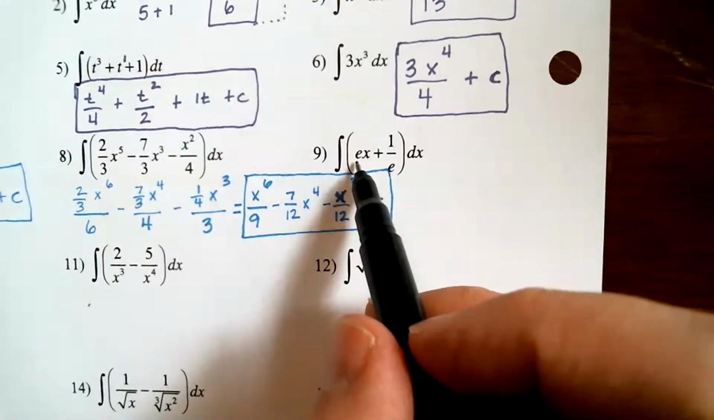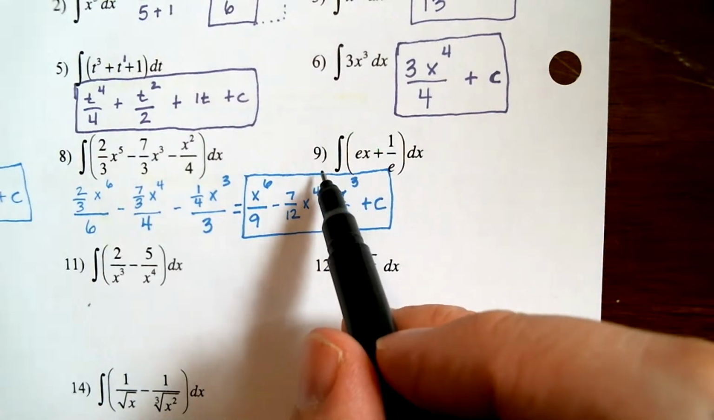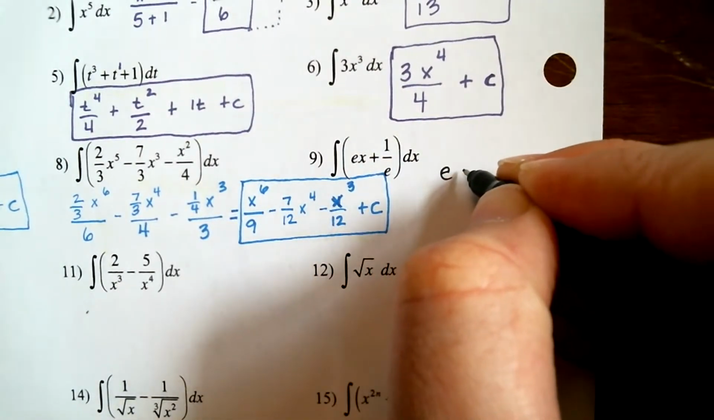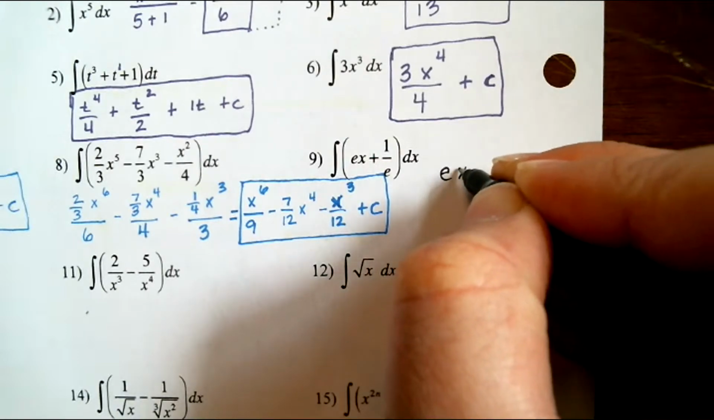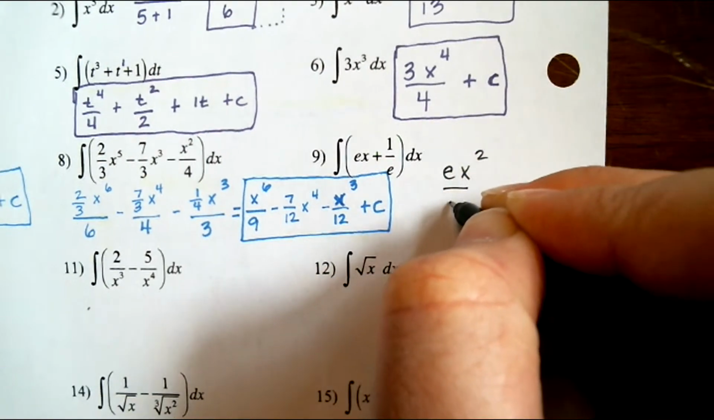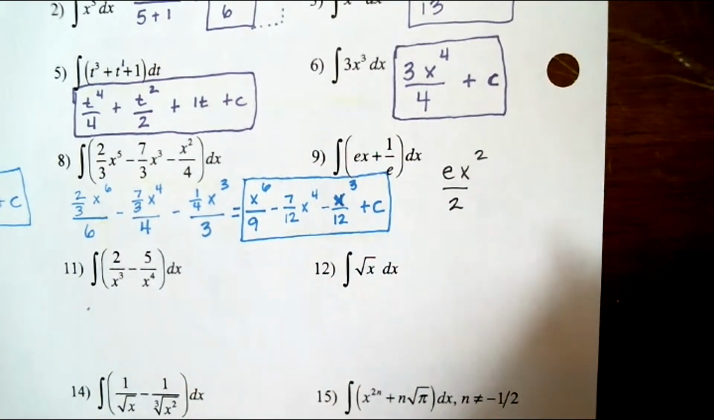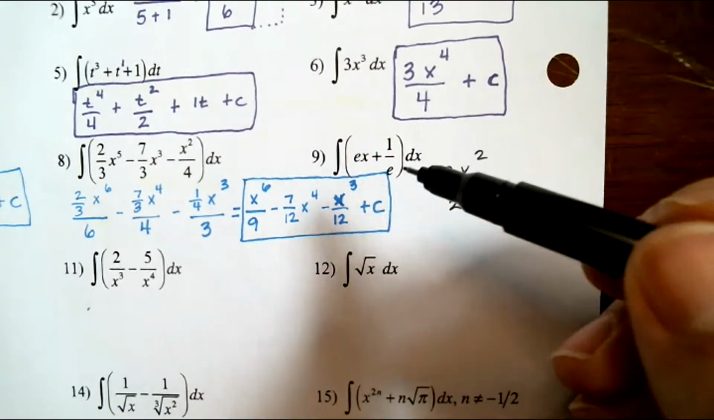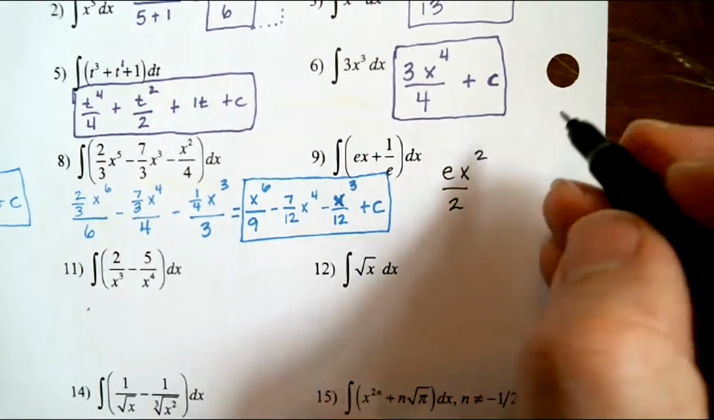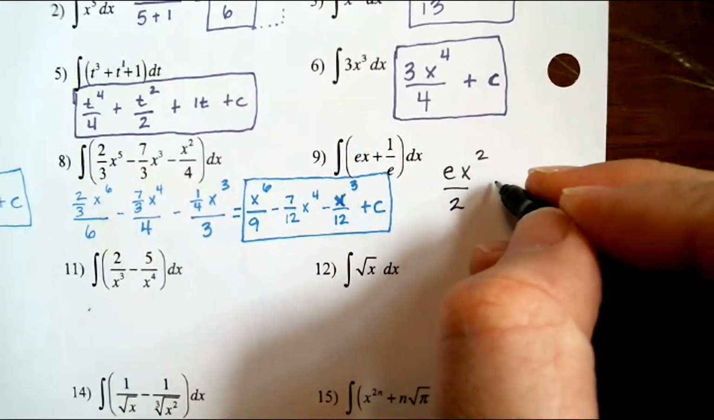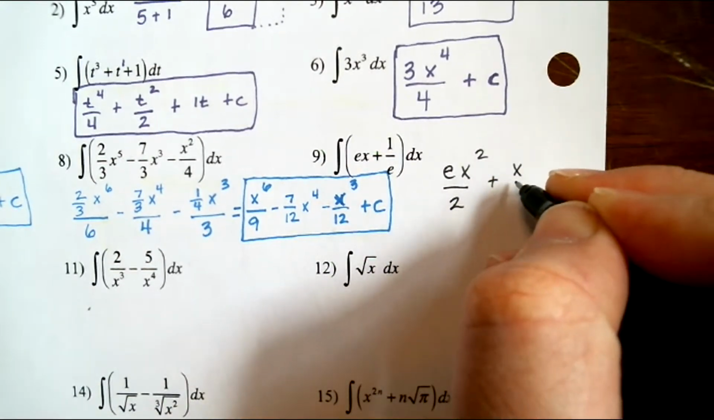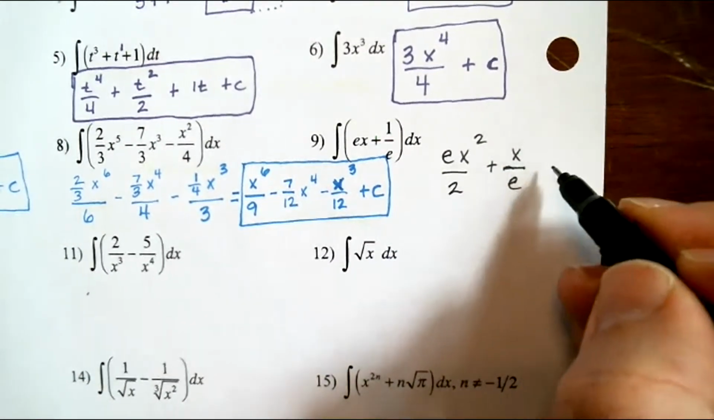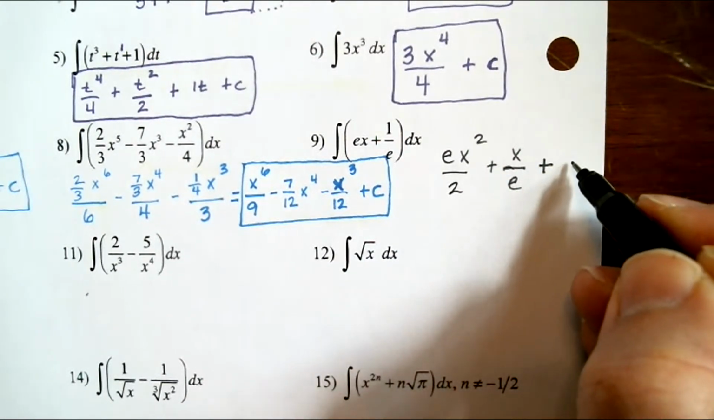Same thing here. e is a constant, guys. So just think about moving it to the side, and that's to the first power. So that would be e to the x squared all over 2. And then think about 1 over e. 1 over e is a constant. So I could just say 1 over e x, or just simply say plus x over e. And then always we have to add plus c.